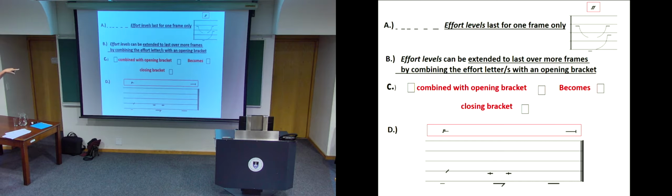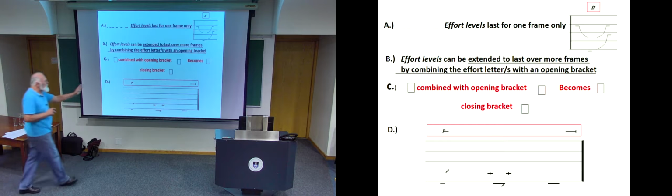So, then the effort levels can be extended to last over more frames by combining the effort letters with an opening bracket. You understand opening and closing brackets. So there would be an opening bracket that's the opposite to that one, and it combines with a P. The opening bracket, which is the other way around from that one, would then combine with the P, and it becomes that. So the P is where the opening bracket would have been.